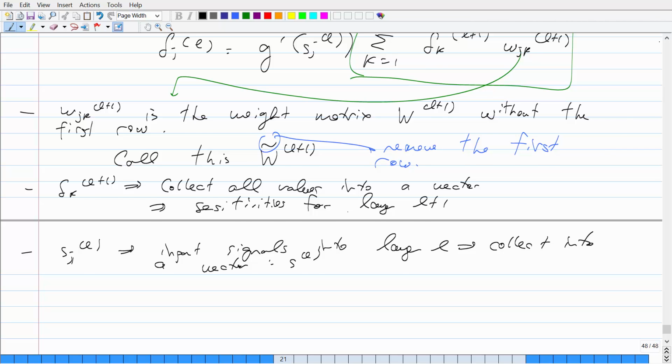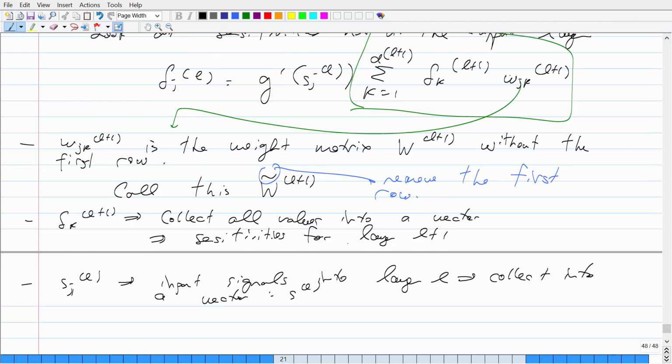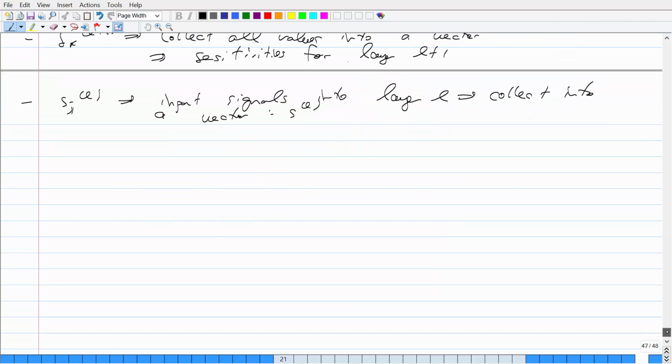So if you take a look at this summation on the right, this is very simply a matrix-vector multiplication. So this here is a vector, right? And this here is a matrix. If you actually work this out, you take the weight matrix, remove the first row, and multiply this with the sensitivity vector for the L plus 1th layer. Okay? And this creates a vector, and then you take the element-wise product with this guy, which produces another vector as well.